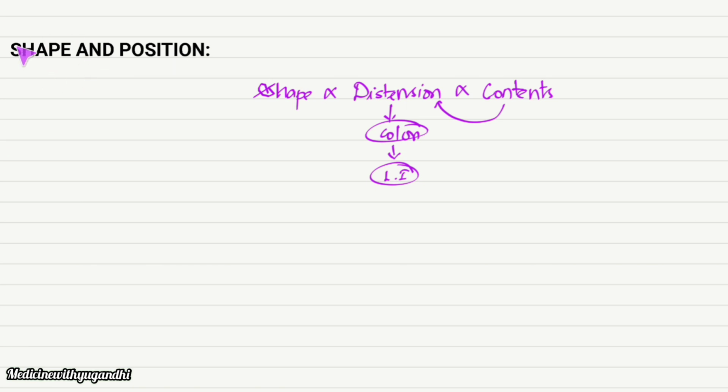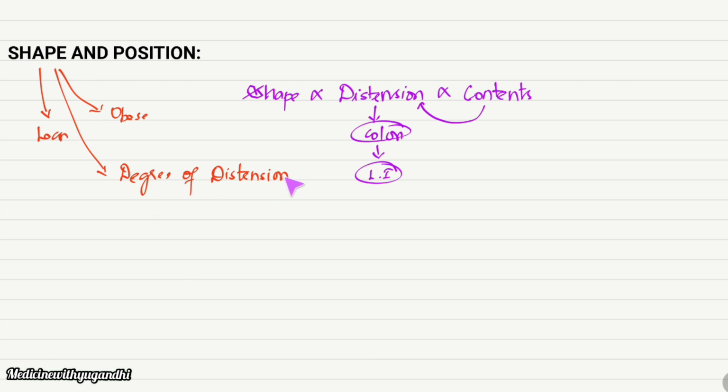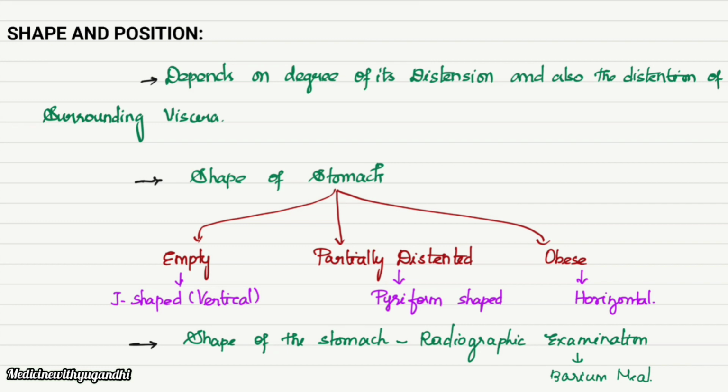It also depends upon the distension of colon, that is large intestine. So this shape of the stomach also varies from person to person, that is it is somewhat J-shaped or vertical in position in lean persons, and in obese persons it is somewhat horizontal. The shape also depends upon the degree of distension of the stomach. See, once again I am repeating the shape and position of the stomach. So the shape actually depends on the degree of its distension and also the distension of surrounding viscera, mainly colon, that is the large intestine.